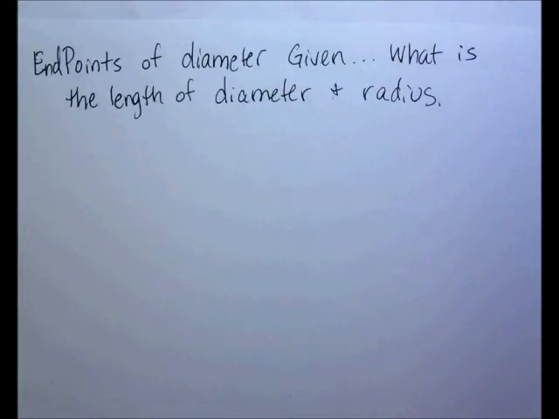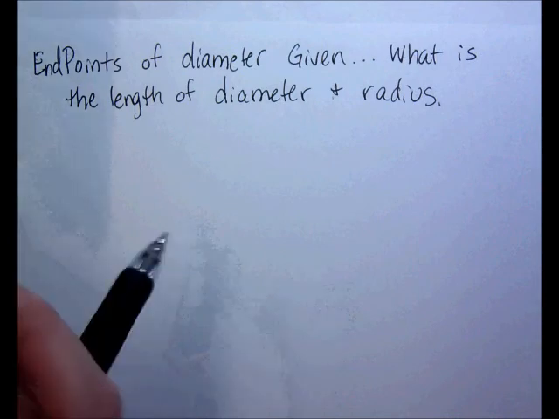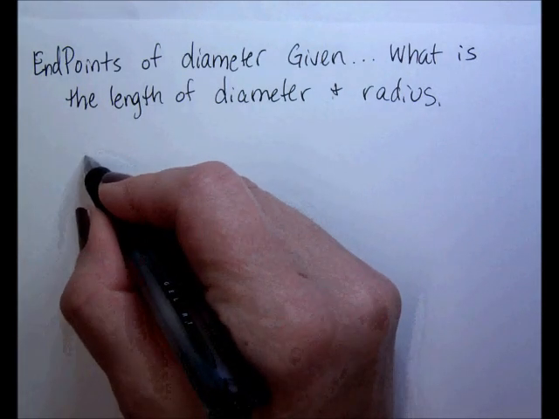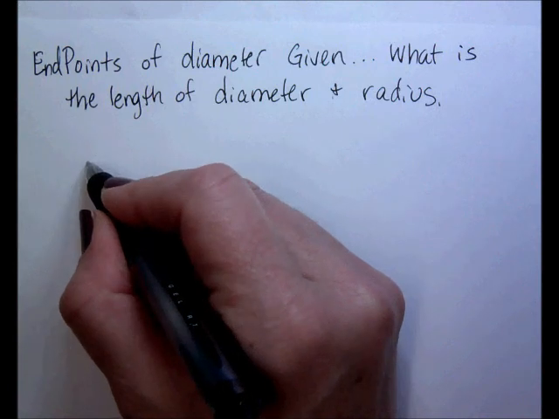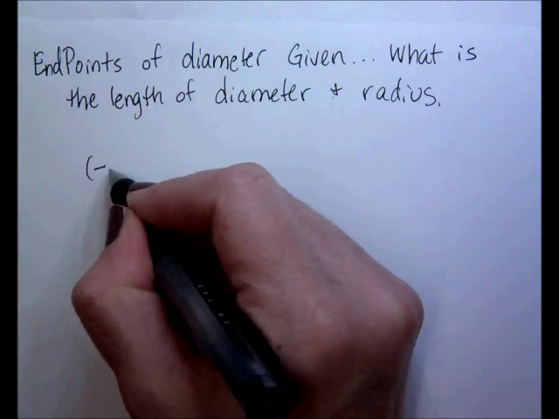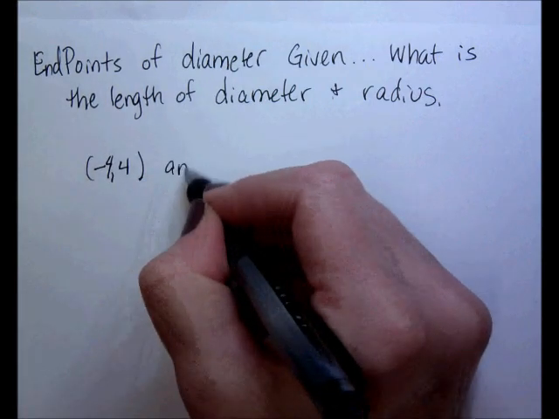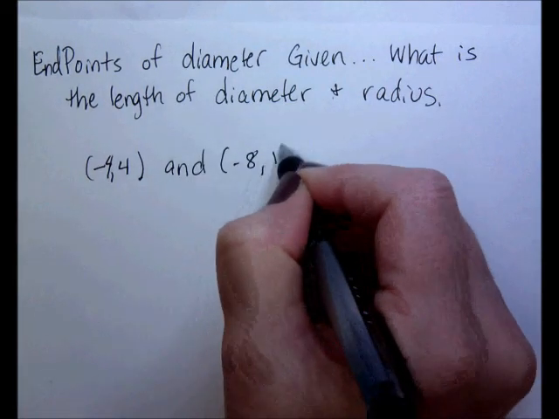This video is to determine, given the endpoints of the diameter, what is the length of the diameter and the radius. So in this problem, I am given two points, and these are the endpoints of the diameter. The endpoints of the diameter are (-4, 4) and (-8, 1).